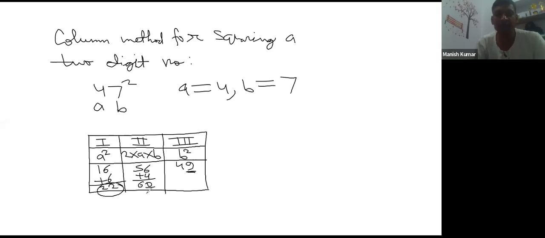Here whatever has been underlined will be the result here. Here 9 was underlined, so 9 will be here. So the number is 2209, which is the square of 47.